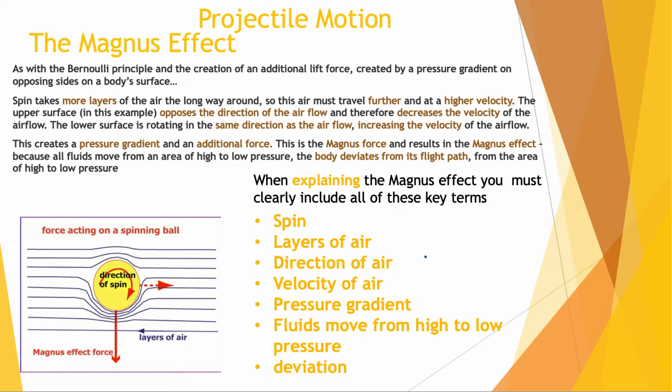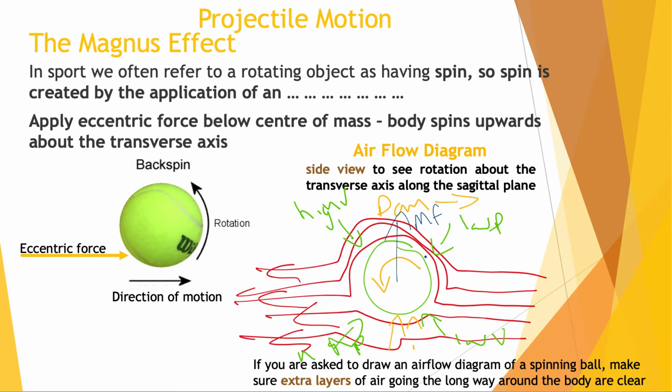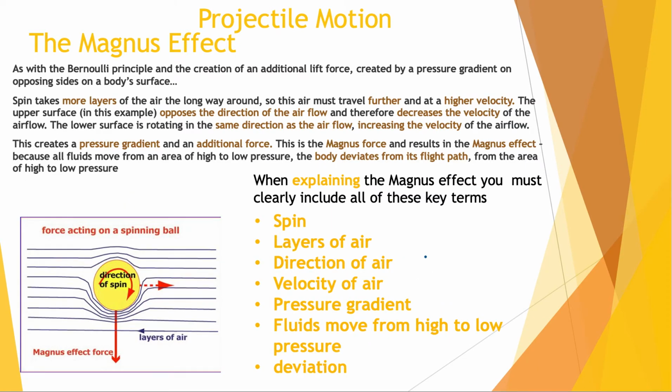So that's how to draw the Magnus effect and how to draw the airflow around the ball. If we needed to describe it in words though, we really have to make sure we get in these key terms. If we're asked to describe the Magnus effect or explain how it works, the Magnus effect is the deviation, but we need to explain how we get to the deviation of the ball. The first thing that we would talk about is that the Magnus effect occurs on spinning projectiles, and that's because a projectile with spin takes more layers of air in the same direction as the spin.